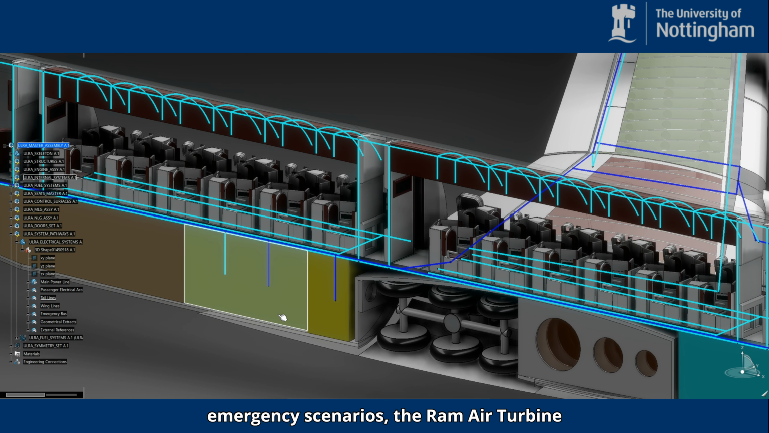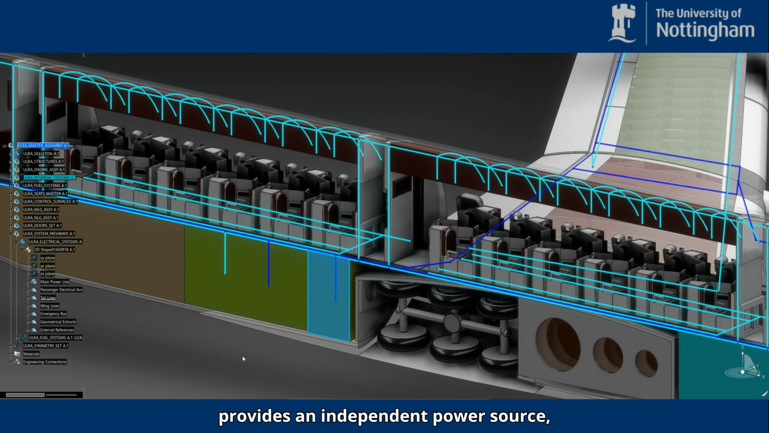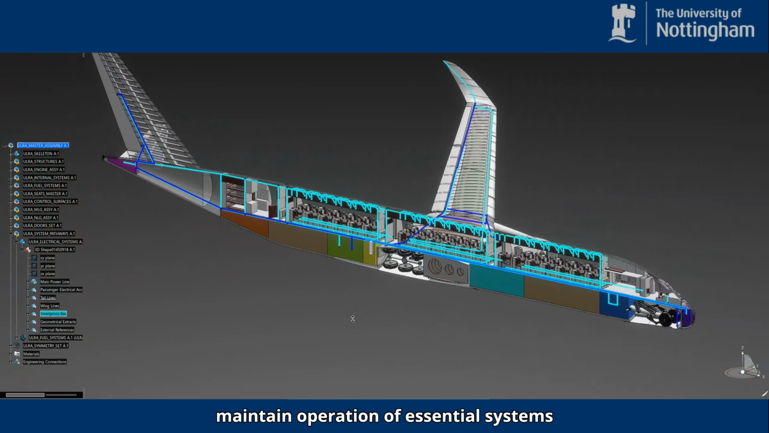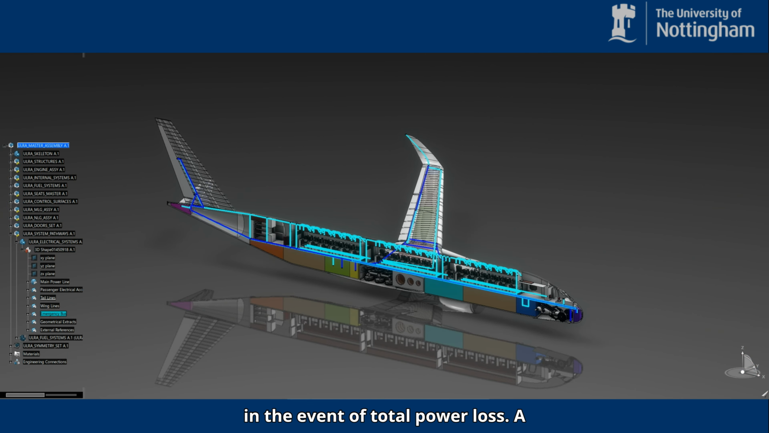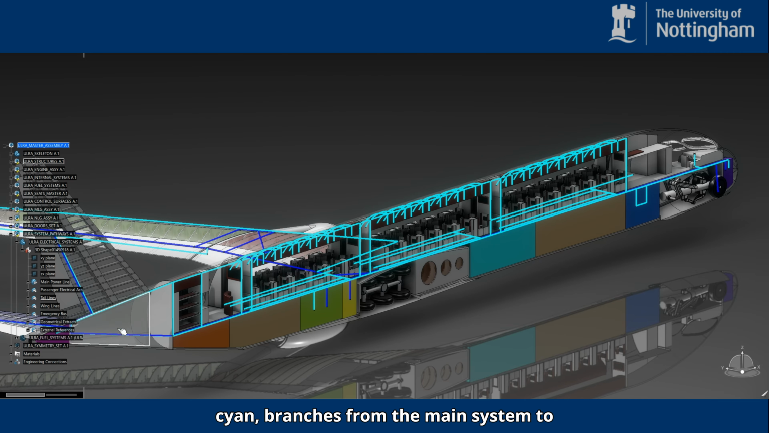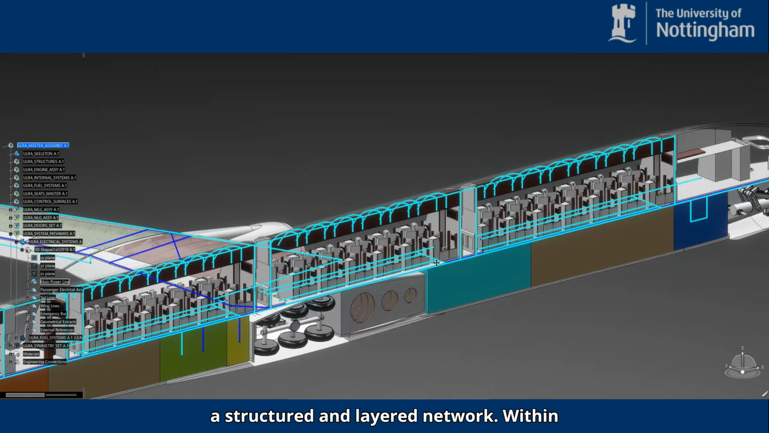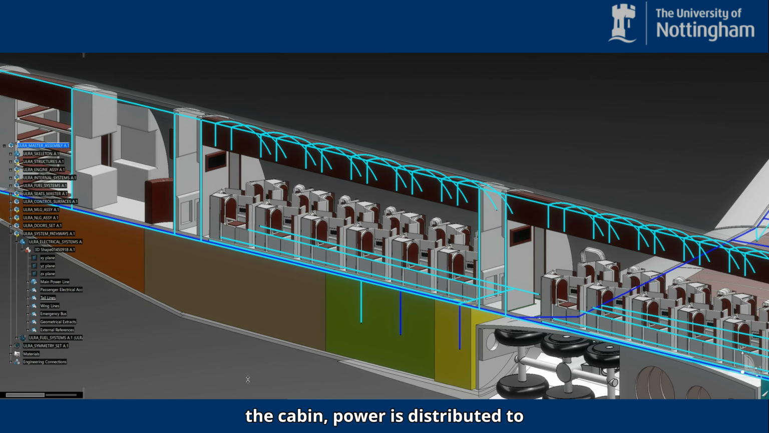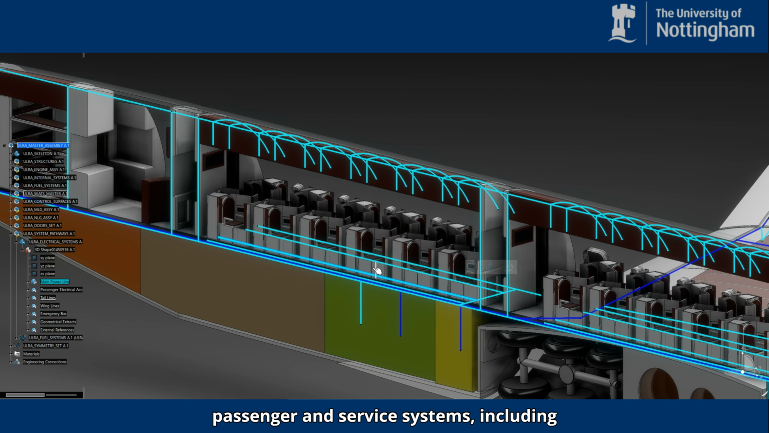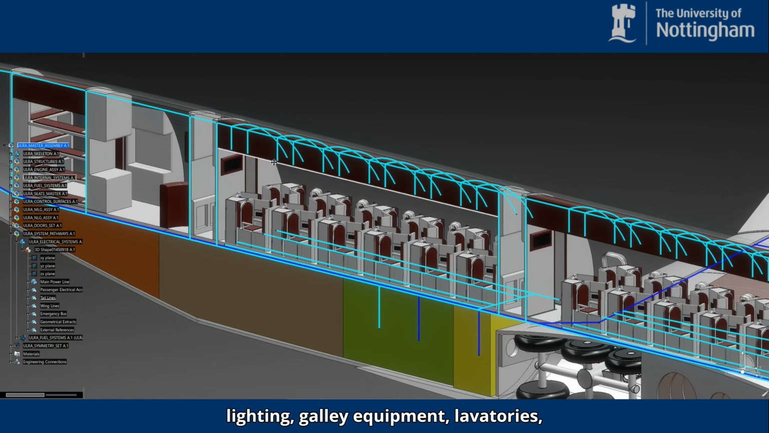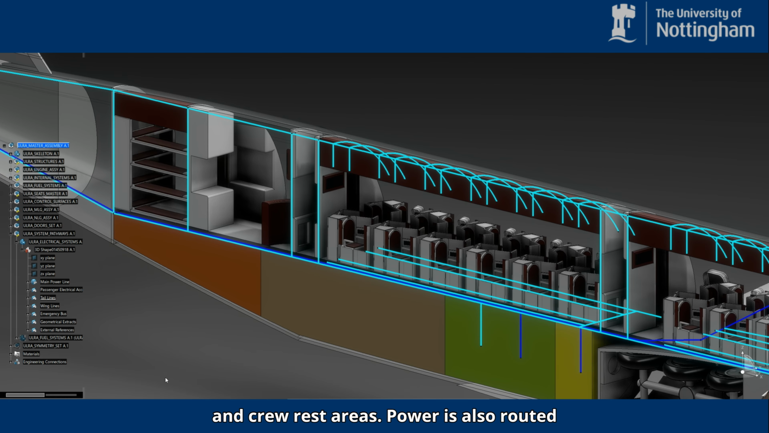In emergency scenarios, the ram air turbine provides an independent power source, feeding directly into the main bus to maintain operation of essential systems in the event of total power loss. A secondary distribution network, shown in cyan, branches from the main system to supply non-critical systems, maintaining a structured and layered network. Within the cabin, power is distributed to passenger and service systems, including in-flight entertainment, seat power, lighting, galley equipment, lavatories, and crew rest areas.